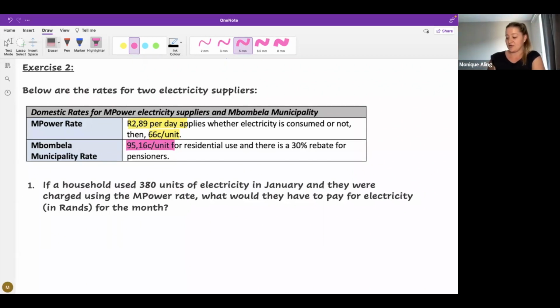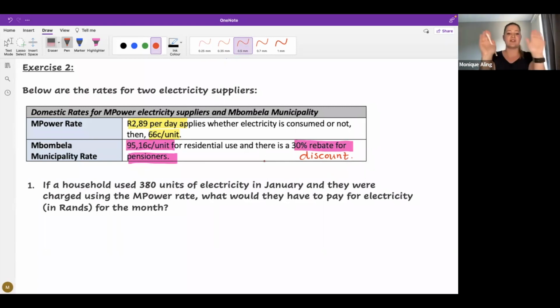They also say there's a 30% rebate for pensioners. Now, remember, we dealt with the word rebates in personal tax, and rebate basically means a discount. Okay. So all I've done now is just had a look at the table and highlighted the important information before I even looked at the questions.